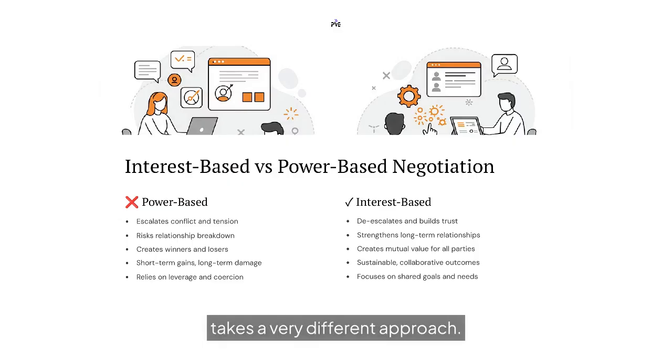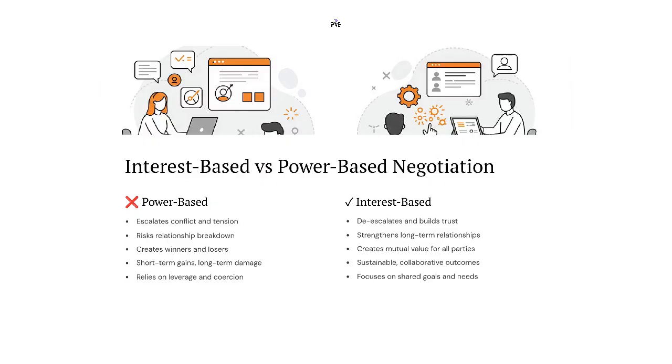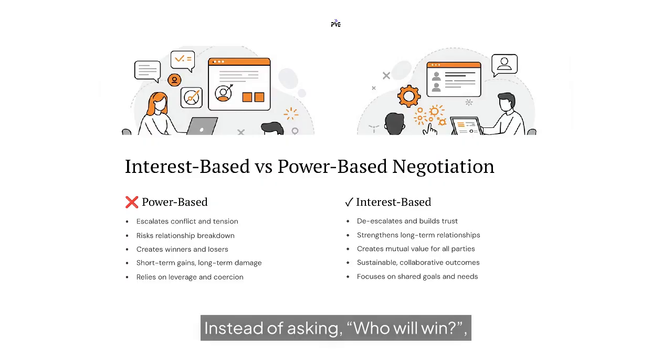Interest-based negotiation takes a very different approach. Instead of asking, "Who will win?" it asks, "What do we both need to succeed?" This method emphasizes shared goals and open communication. By uncovering each party's underlying interest, such as security, recognition, or fairness, negotiators can identify solutions that meet both sides' essential needs.